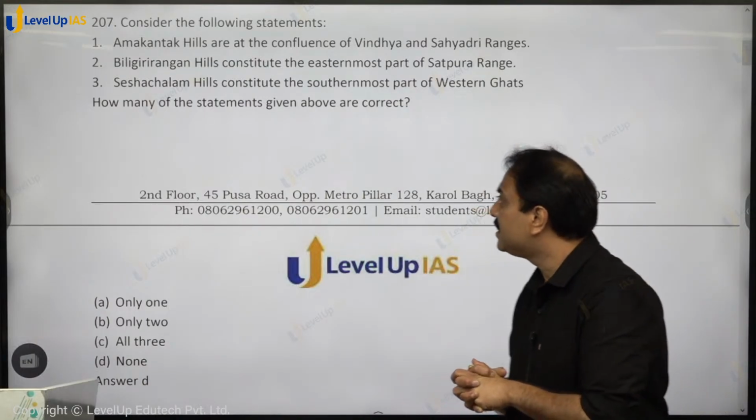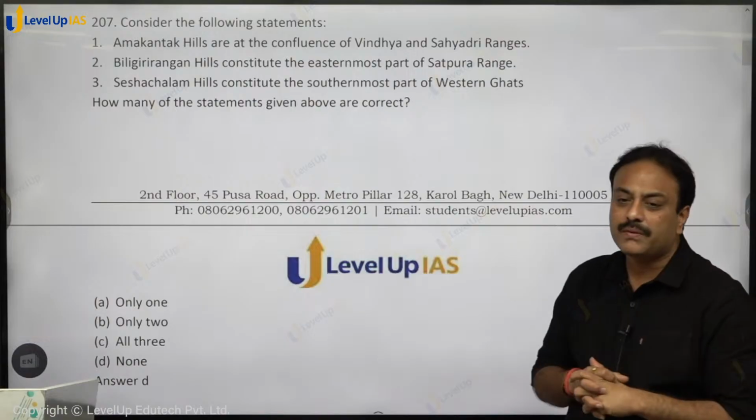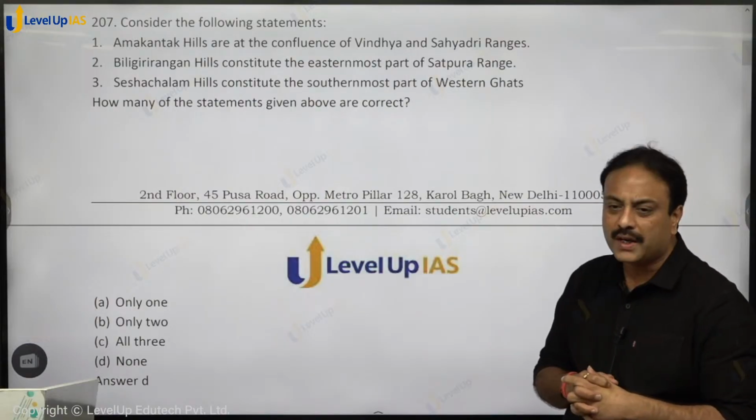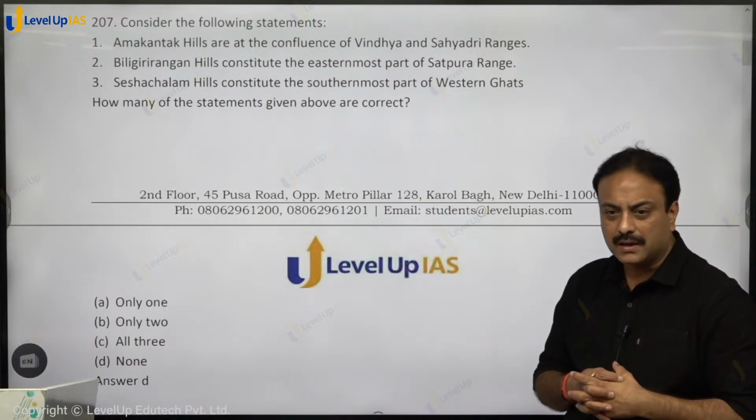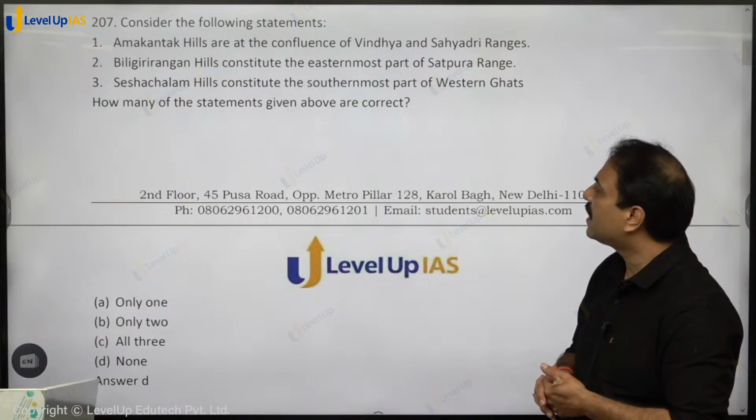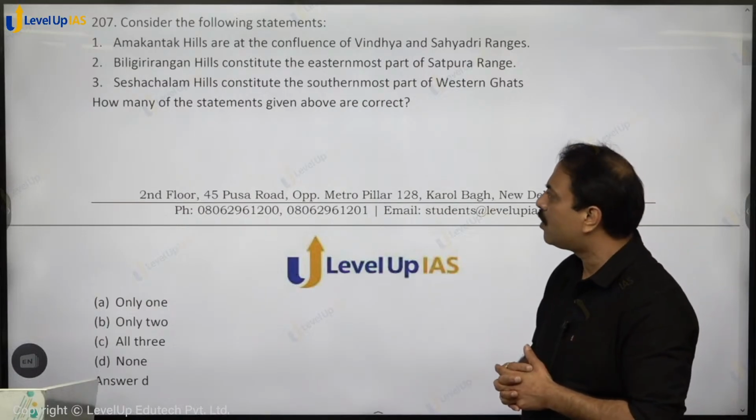Biligiri Rangan Hills constitute the easternmost part of the Eastern Ghats. It is not the Satpura range, it is Eastern Ghats. Biligiri Rangan Hills is in which state? Karnataka. Southeastern part of Karnataka. So it is in Karnataka, not in the Satpura range, so it is the wrong one.